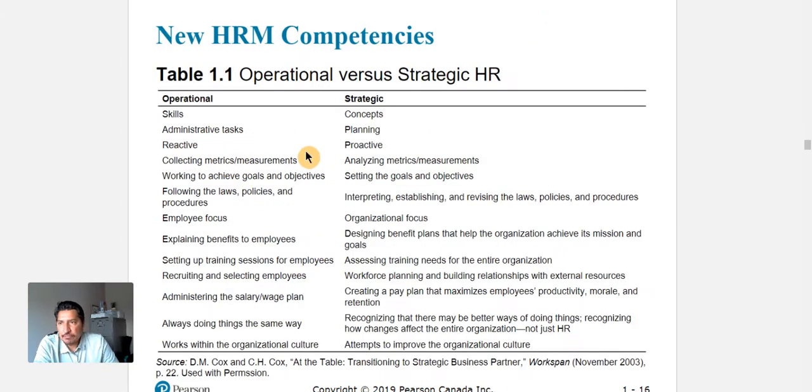Now, this is a table, Table 1.1, operational versus strategic human resource. See that operational is skills, strategic is the concept. Operational is administrative tasks, strategic looks for planning. Operational is reactive, and in strategic human resource they're proactive. We're not waiting for something to happen. They're well prepared before anything happens.